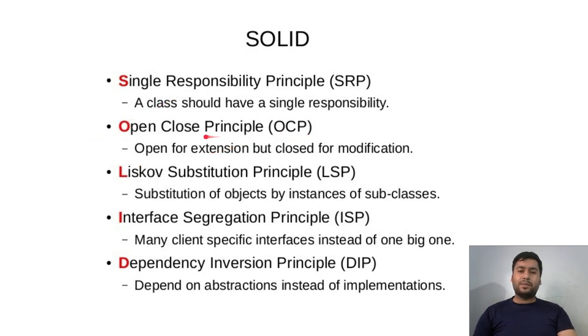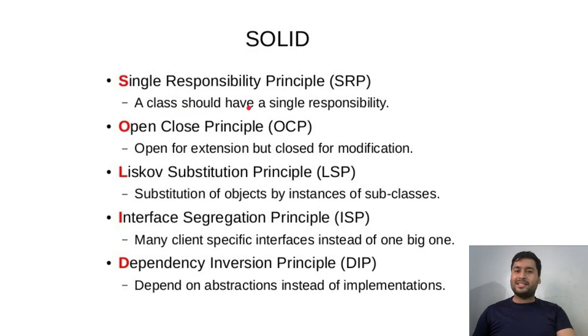What is the open close principle? The next is the open close principle. Open close principle means open for extension. It means we have created one interface, and that interface is open for extension and implementation, but closed for modification. You can't modify that interface, it is blocked. You can just implement that interface, create your own class and use it. That is called the open close principle. We will understand each one by one.